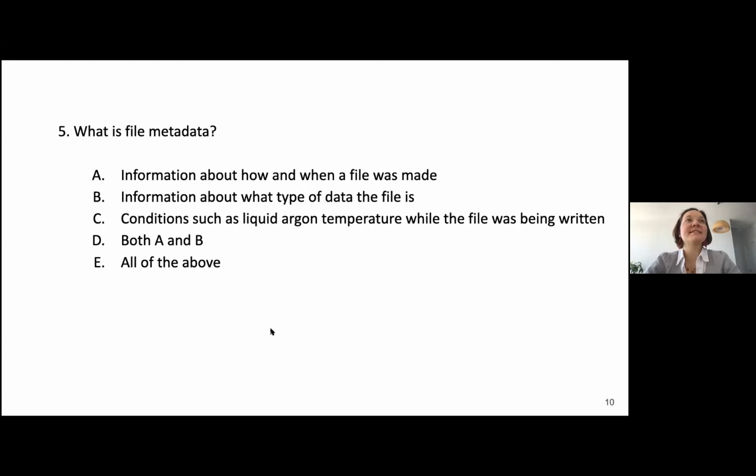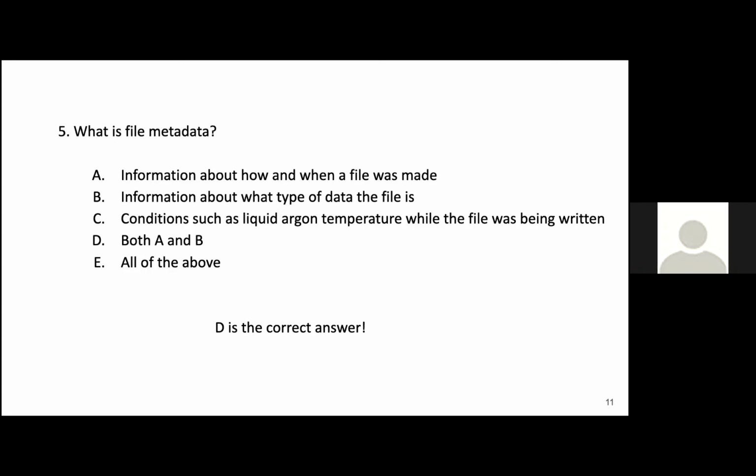Now we have: what is file metadata? You were overwhelmingly answering both A and B, which is the correct answer. A file is a combination of information about how and when a file was made and the information about what type of data the file is. Right. Steve, some words? The principle is if it's going to be used in a physics calculation, it's got units, it's not metadata. That's at least what we're trying to hold to. Not clear what real DUNE will end up with, but that's our goal.